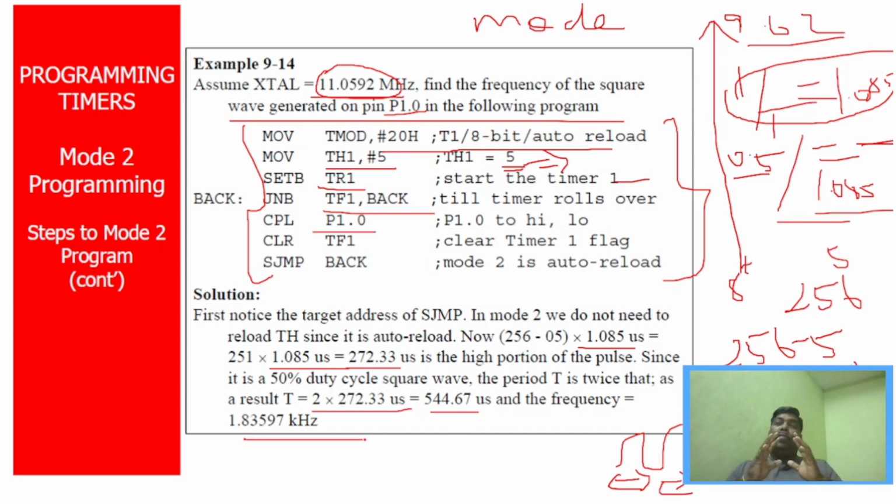So the problem can be asked in any form, either to generate a square wave in a particular pin or to find out the frequency. To find out the frequency, whatever we do normally to generate a square wave, we have to do inversely. It is the same process for all the modes of operation. Even if it is mode 1, you have to do the same thing. The only thing is this value will be different, correct?